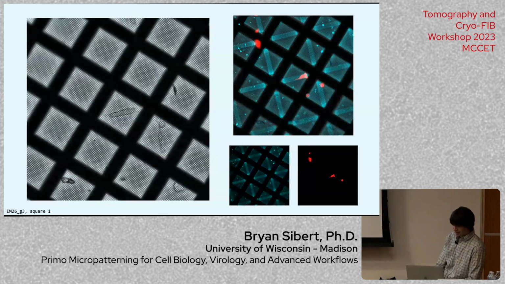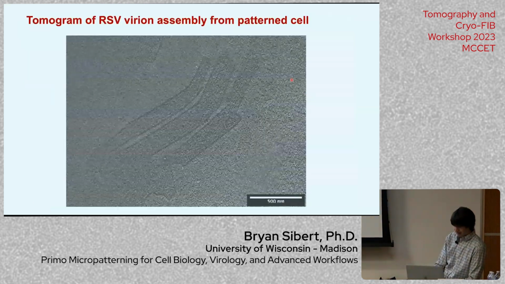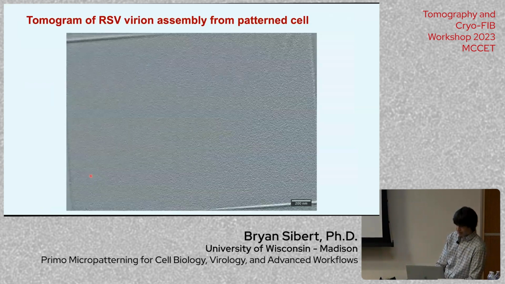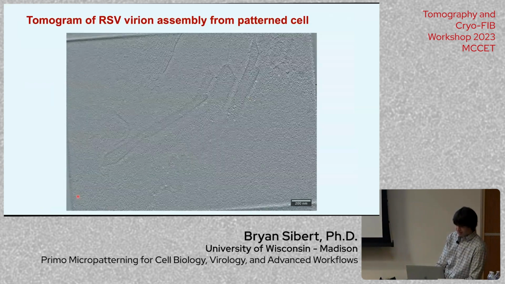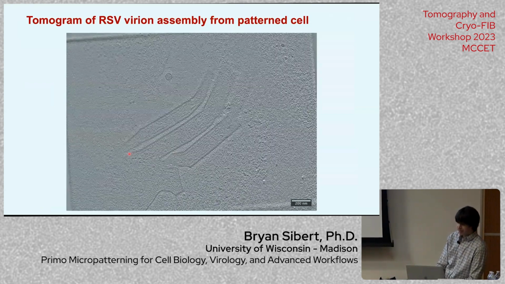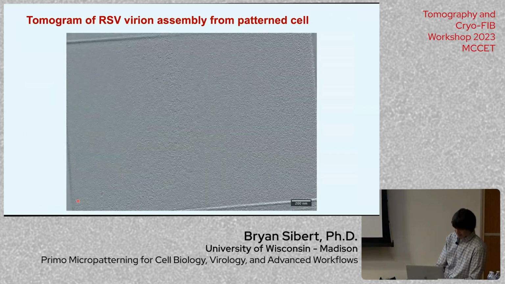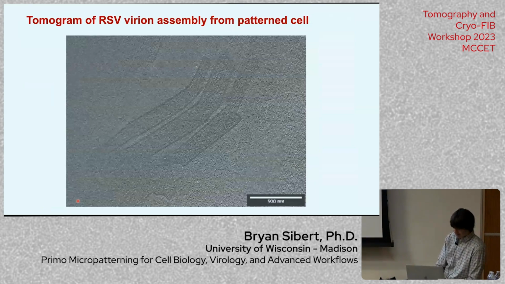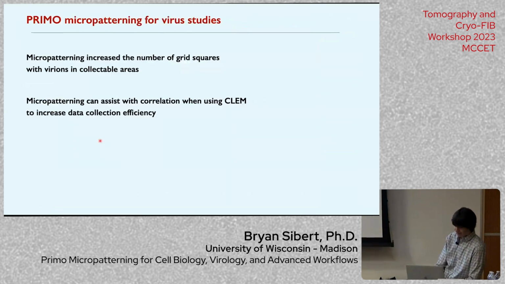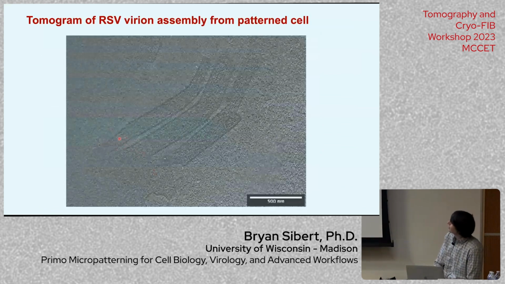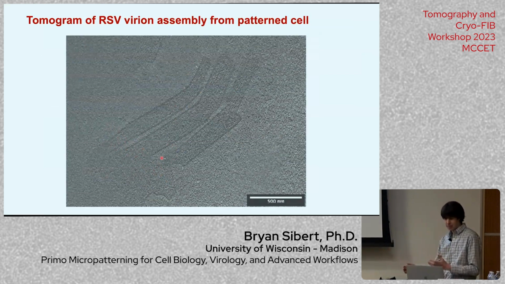Zooming in on one cell here, let's quickly play through this tomogram. Because the cells are positioned well, we can find more events on the cell periphery than we're able to. I don't know if that's going to replay. No, sorry, I can't play it twice, but I have this still image. Here we have 3 filamentous RSV virions coming off the edge of the cell. Again, with the micropatterning, we're able to find more events on the cell periphery because we can position the cell periphery in the center of the square where we want it.